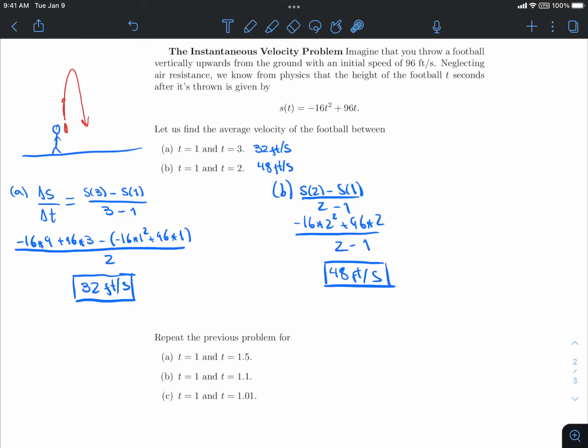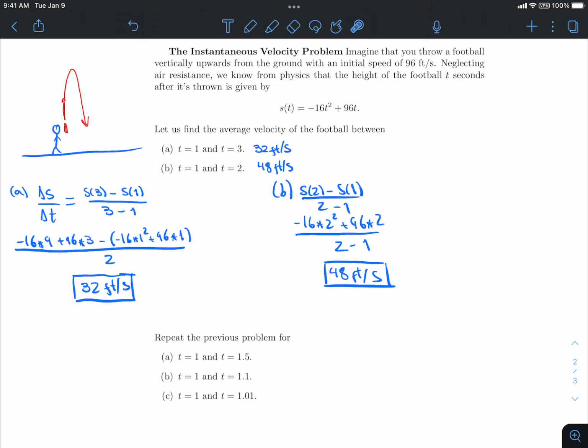Now note again that the velocity is not constant. This is an important thing to notice. It starts with a velocity of 96 positive going up, but it slows down, and it stops at the very peak of the trajectory, and then the velocity starts to increase again as it starts to fall faster and faster and hits the ground. So the velocity is never constant, but the average velocity pretends that it's constant to allow for the calculation.